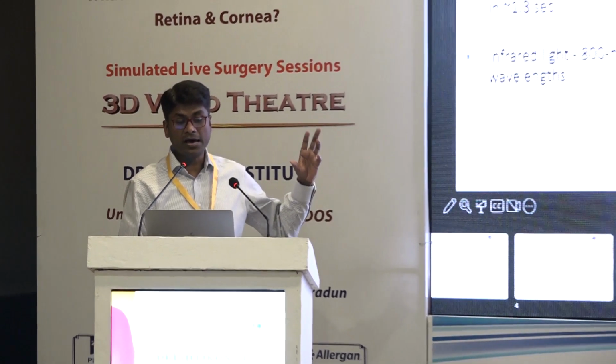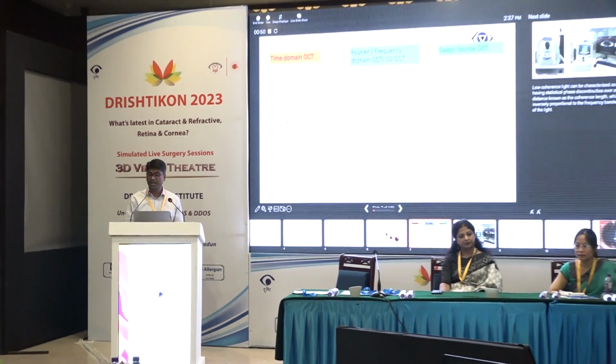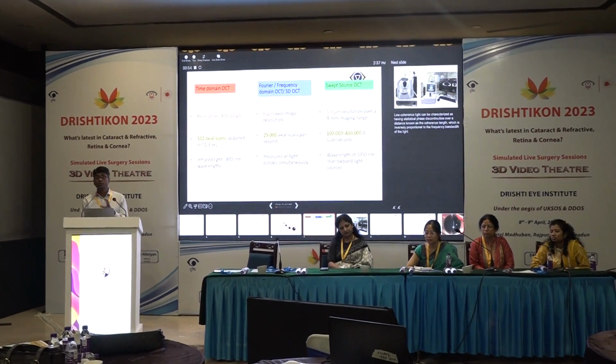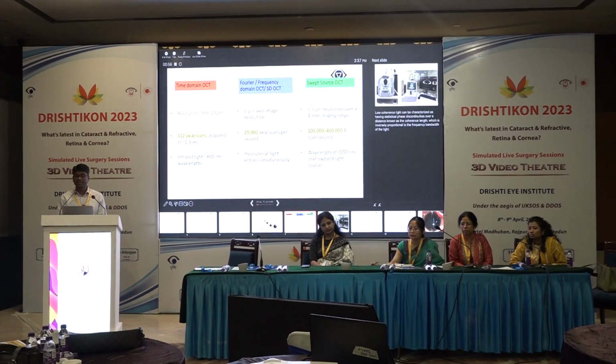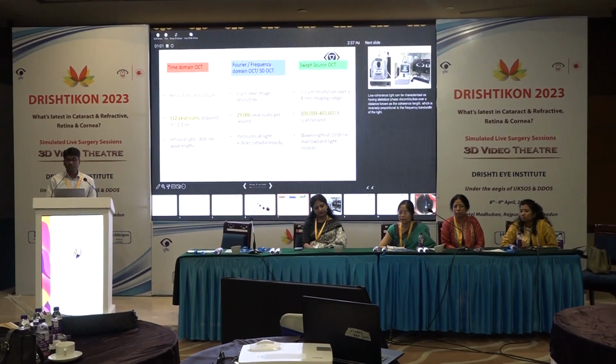So basically the difference is the number of scans per second. When it came early, the time domain OCT had 512 axial scans, and now in Anterior, the swept source OCT, we can scan up to 2 to 3 lakh scans per second, and you can see the resolution goes down to even 5 microns.